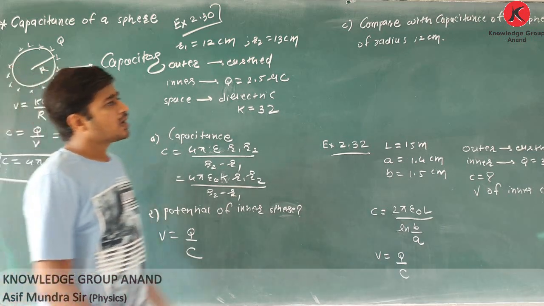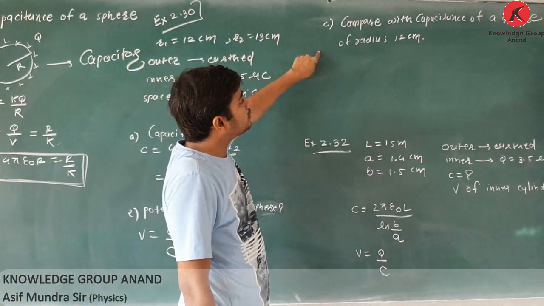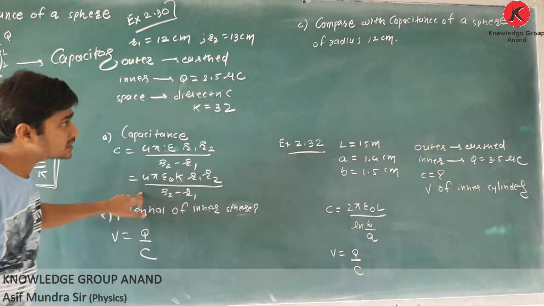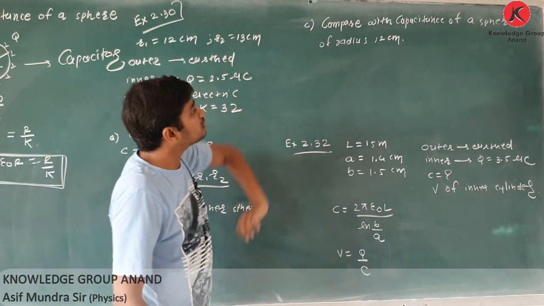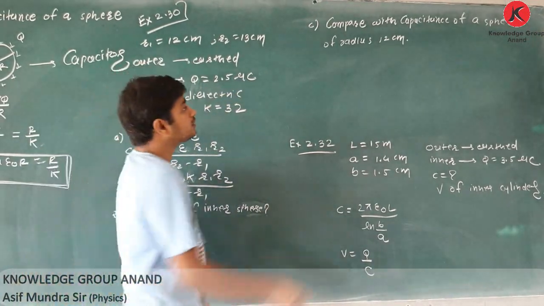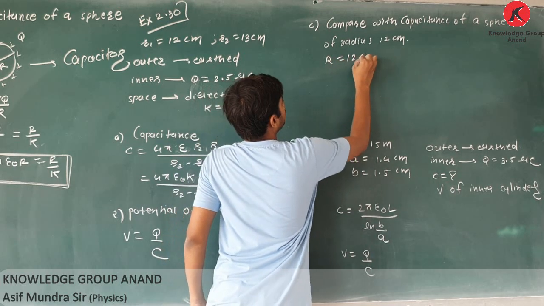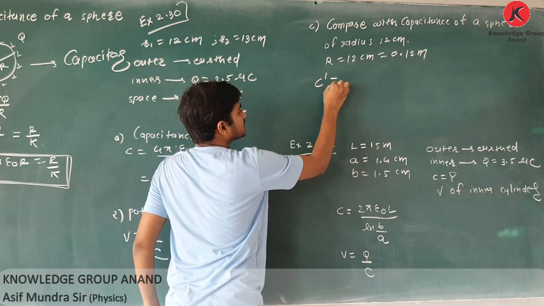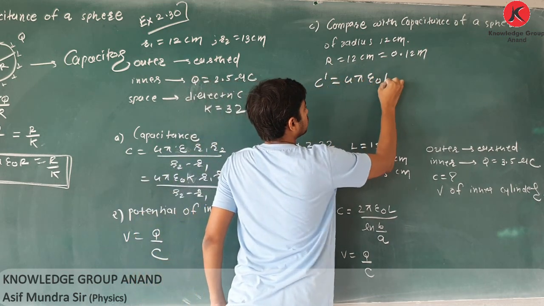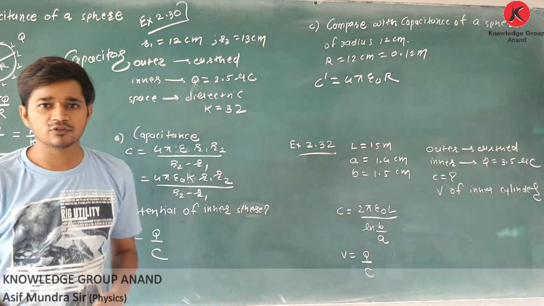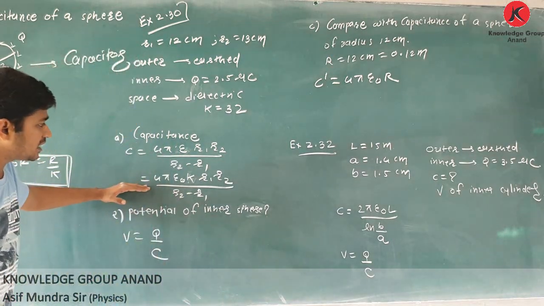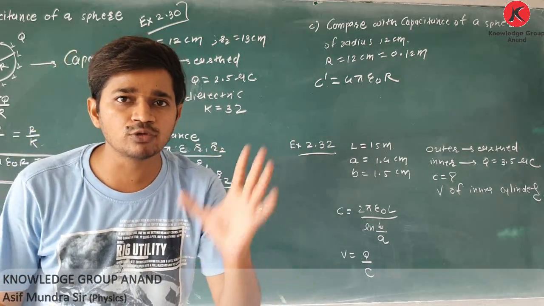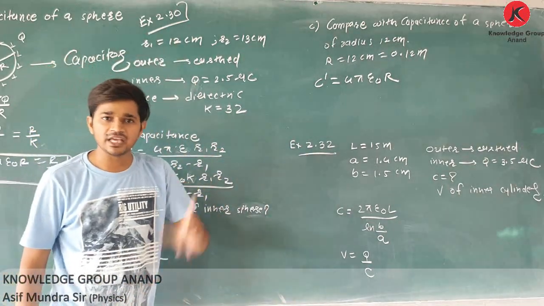Part C: compare with the capacitance of a sphere of radius 12 cm. You have to compare this capacitance with the capacitance of a sphere of radius R, where R is 12 centimeter, meaning 0.12 meter. Its capacitance is 4 pi epsilon 0 R. You will get this answer, then compare these two answers and write your answer.